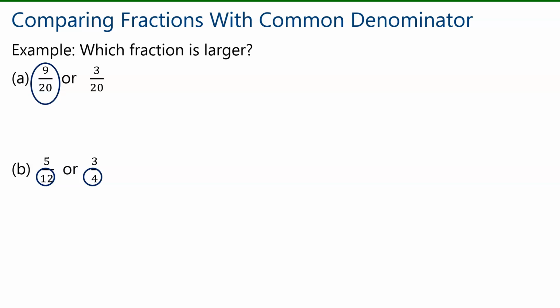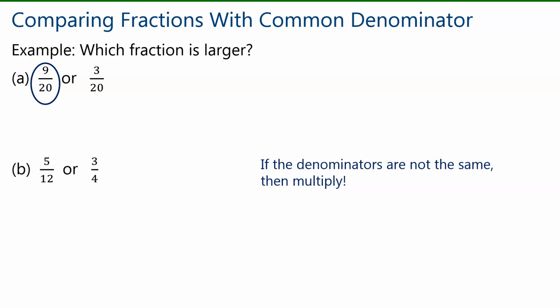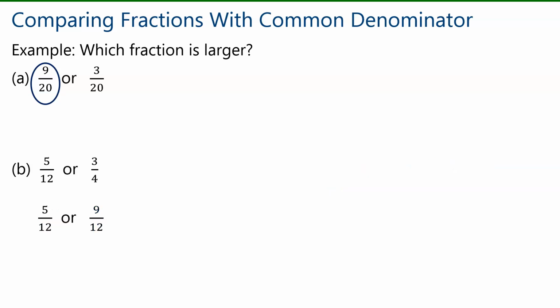So we're going to use a similar process that we just did for the numerators and create equivalent fractions. So if the denominators are not the same, then we multiply. So I'm going to multiply 3 over 4 by 3, because 3 times 4 is 12. So multiplying the numerator and denominator by 3 gives me 9 over 12. So now the two fractions I'm going to compare are 5 over 12 and 9 over 12. Now since 9 over 12 is bigger, that means 3 over 4 is larger.